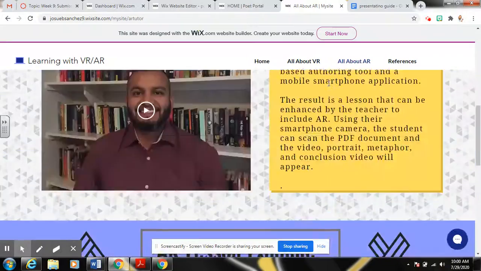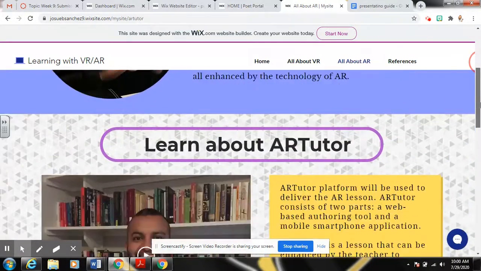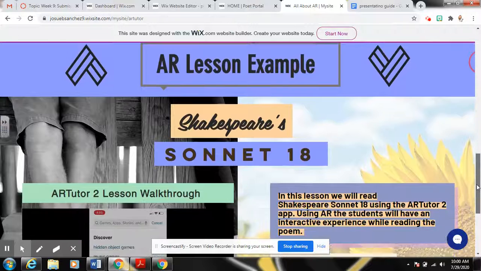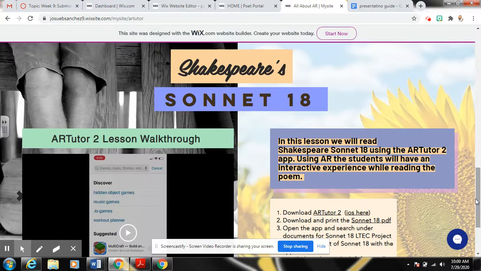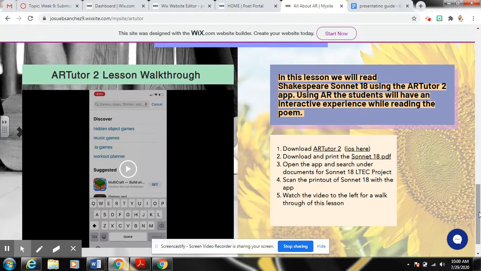So now jumping over to my AR segment, what I've done here is created a PDF of Shakespeare's Sonnet 18. And using the AR Tutor application, students can scan the PDF with their phones, and an introductory video of this sonnet will pop up as they scan the document. And so this could be a way for students to interact on their own with the document without me actually being in front of them giving them a lecture.